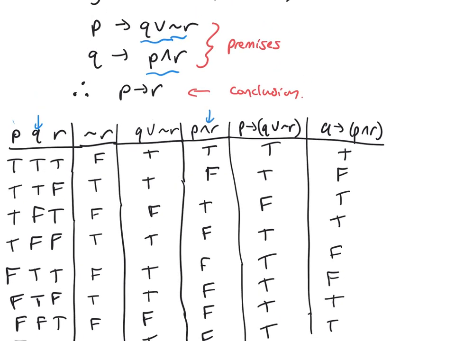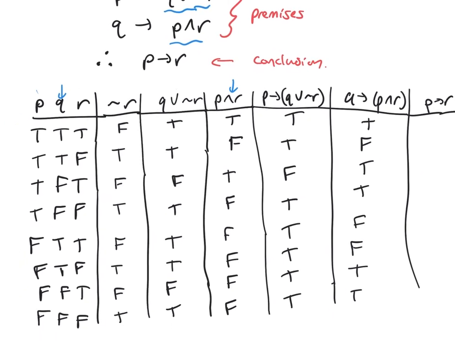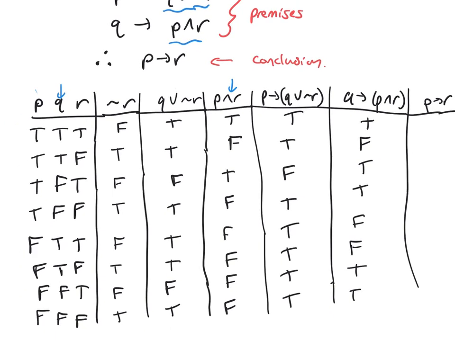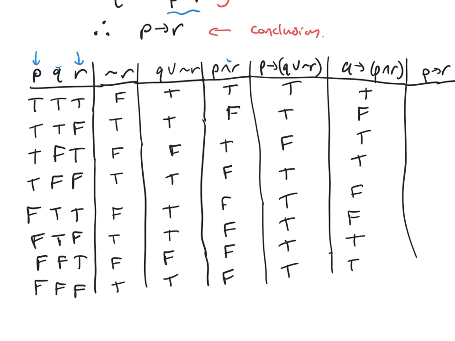All right, so the very final column we have to make is a column for if P then R. So now I'm going to look at the P column, look at the R column. And then let's see, they're both true. Actually, you don't have to make this whole last column.